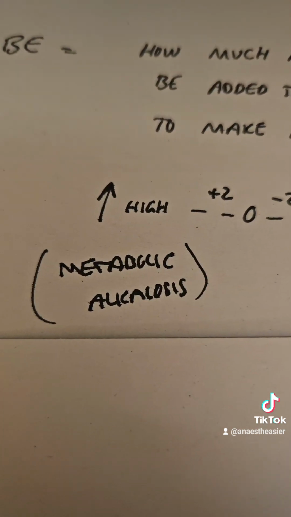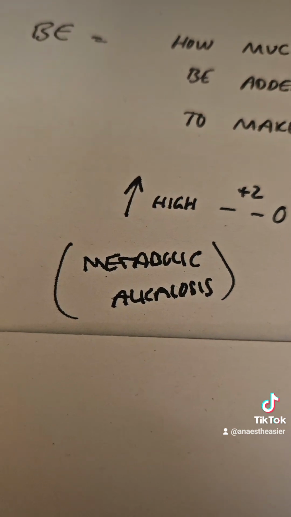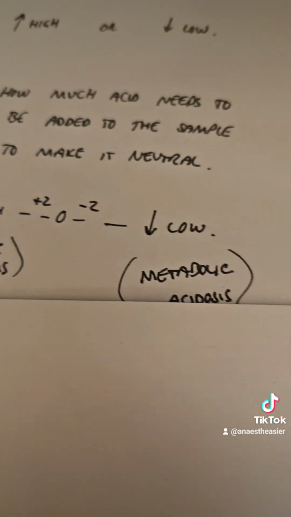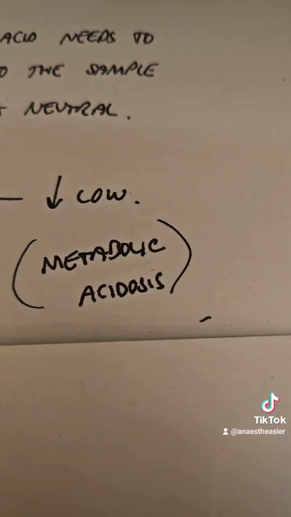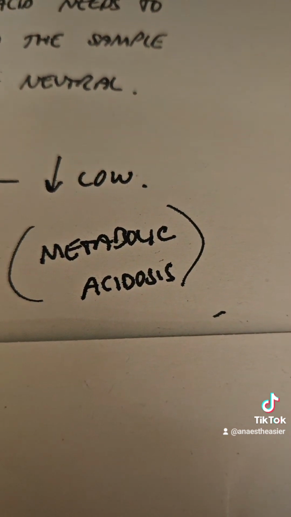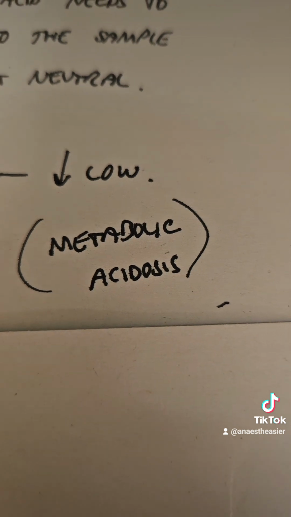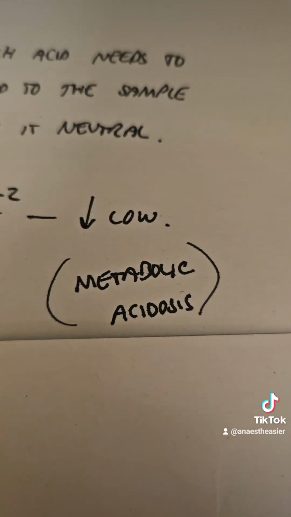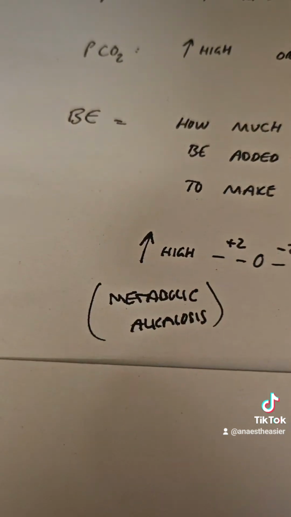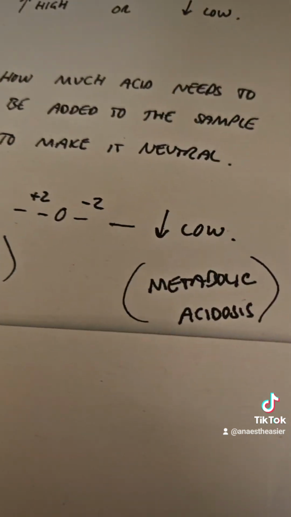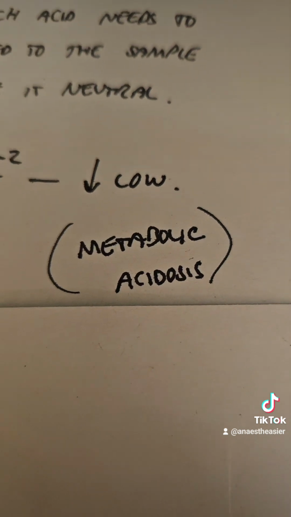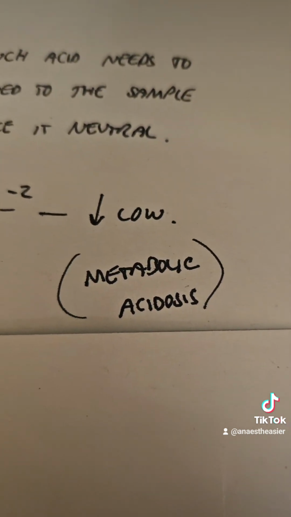So if you've got an alkalotic patient, it's going to be high. There's going to be an excess of base. If you've got an acidotic patient, it's going to be low. They're going to have an excess of acid or a deficiency or a deficit of base. So you sometimes hear people referring to this as base deficit, base excess. It's the same thing. If you've got a metabolic acidosis, then their base excess will be low.